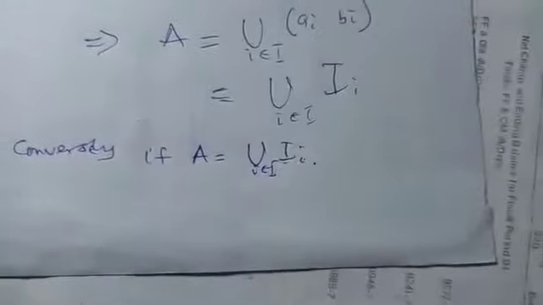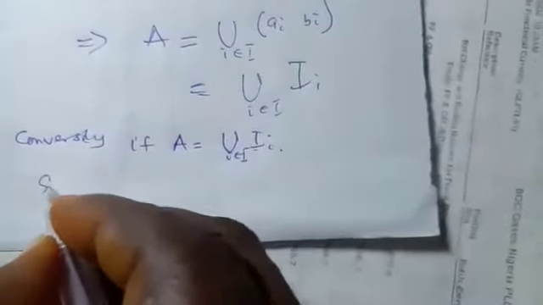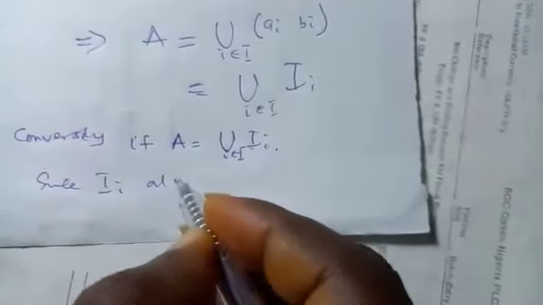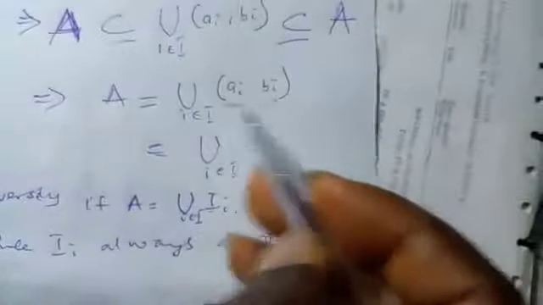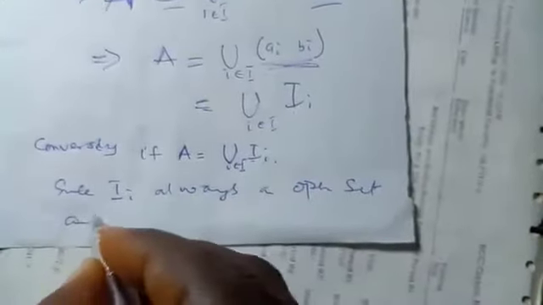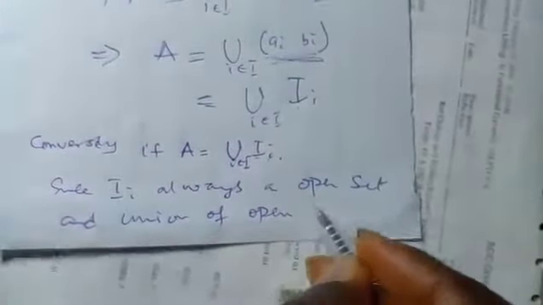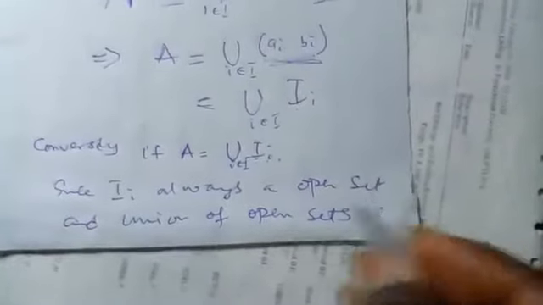Now, secondly or conversely, if A is equal to this union, we must show that A is open, and it's very easy here. If A is this union, since I is always an open set, we have shown that every open interval is an open set. Don't forget that this I is an open interval. So since I is always open, by the theorem we proved, the union of arbitrary open sets is always open. So that simply means that this thing is open. Hence, A is an open set, and that completes the proof of the theorem.